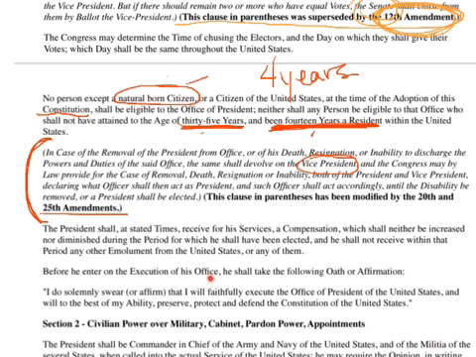Now, before he enters the execution of his office, so before he becomes the president, he shall take the following oath or affirmation, and this is actually dictated by the Constitution here. This is what they swear. I do solemnly swear or affirm that I will faithfully execute the office of President of the United States. So that's one of their things, faithfully execute the office, and will to the best of my ability preserve, protect, and defend the Constitution of the United States. Now it's traditional now that they also add the so help me God at the end of that, but that's not dictated by the Constitution. It's just traditional.